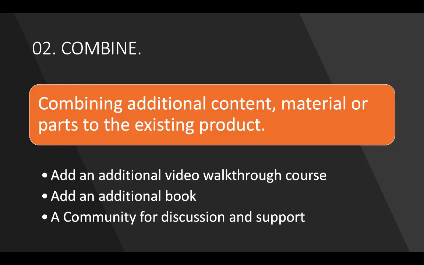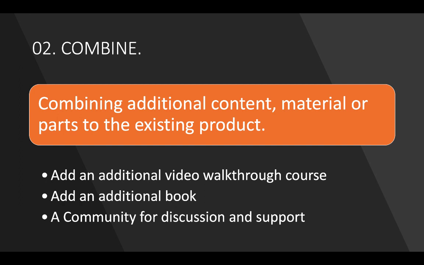So let's move to the second formula. It's called combine. So how do you create a new product that can sell on its own based on a winning product by applying the combine formula? So the definition of combine here is basically combining additional content material or parts to the existing product.